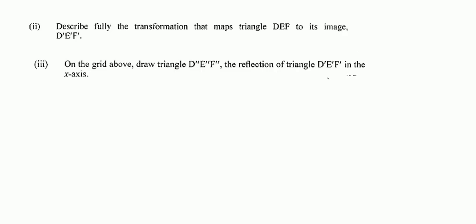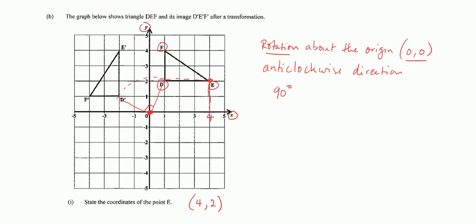On the grid, draw D double prime, E double prime, F double prime, which is a reflection of D prime, E prime, F prime in the x-axis. So all they're asking us to do is take this triangle here, and we're going to reflect it in the x-axis. So when we are doing a reflection, right, now make sure you understand what the x-axis is. This is the x-axis here. So we're going to reflect along this line, right?